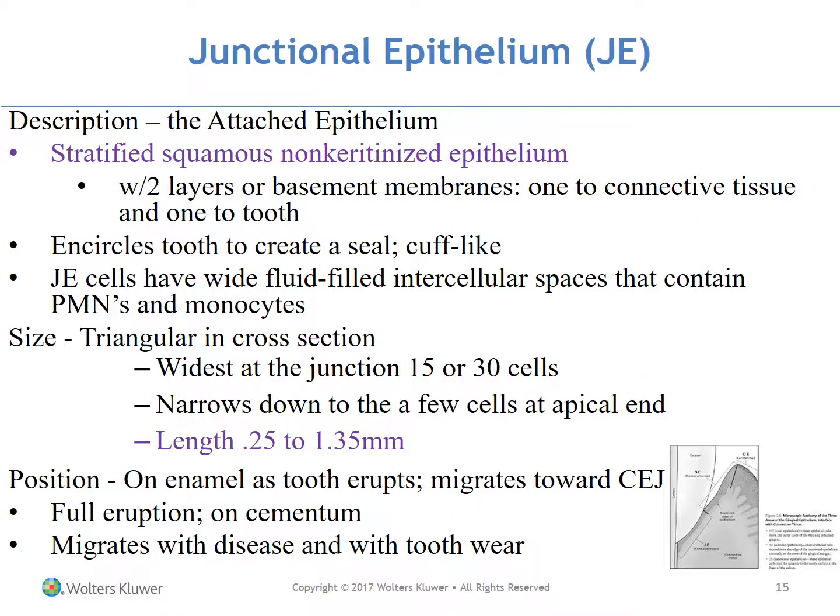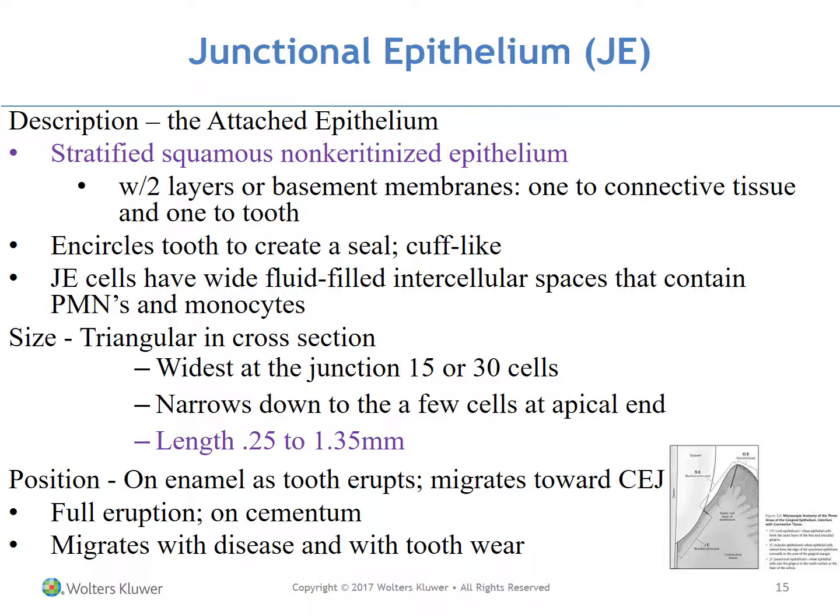JE, our junctional epithelium, again, is the attached epithelium, stratified squamous, non-keratinized epithelium with two layers or two basement membranes, one to the connective tissue and one to the tooth. It goes all the way around the tooth, like a cuff. So, you think of the cuff on your sweatshirt or your jacket, how it's tight around the wrist and then it kind of frees up a little. Your cuff would be the junctional epithelium.